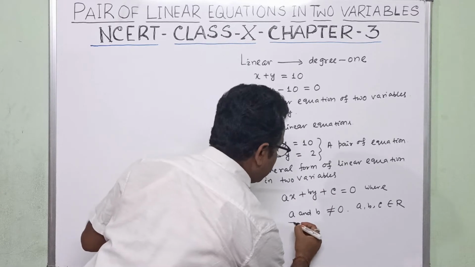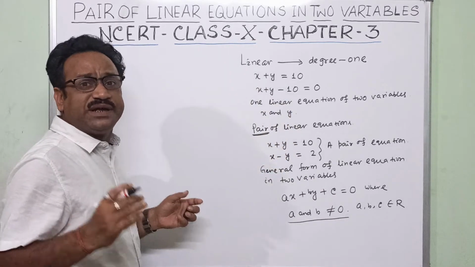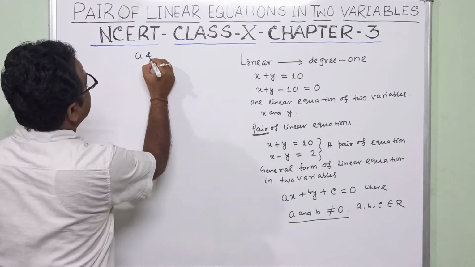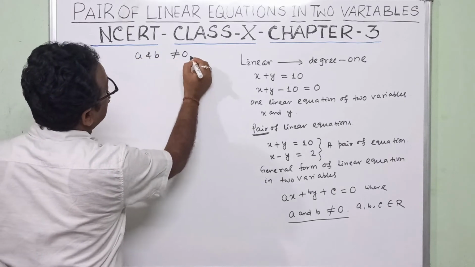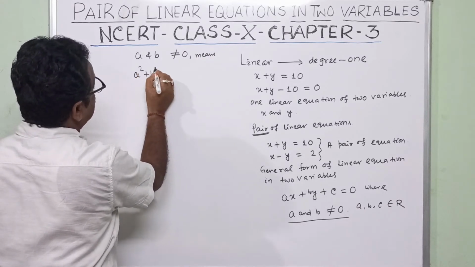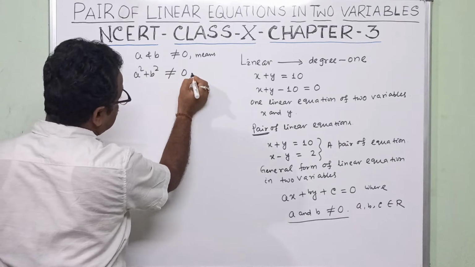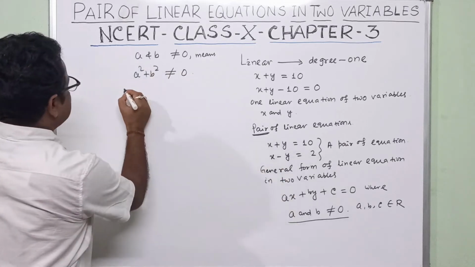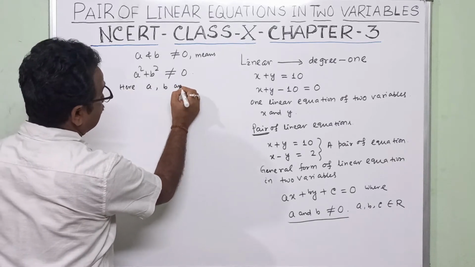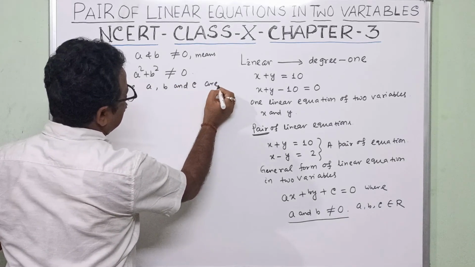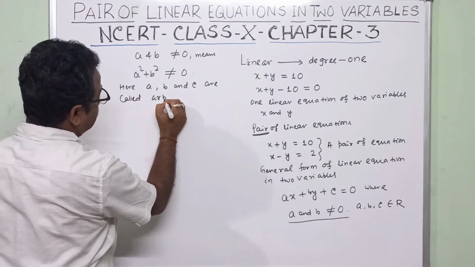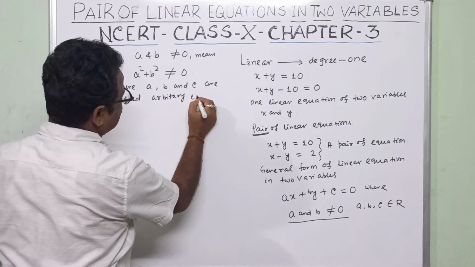Then what is the meaning of a and b not equal to 0? So a and b not equal to 0 means a square plus b square is not equal to 0. Where a, b and c here are called arbitrary constants.